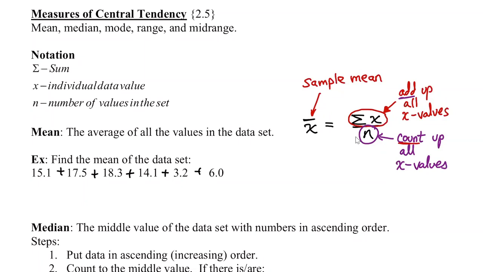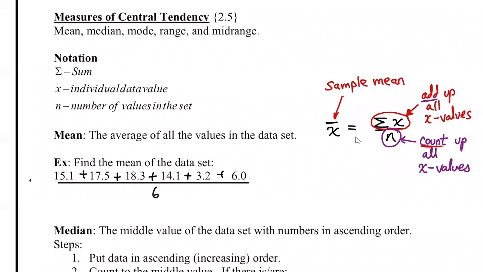and dividing by the total number of values in the set, which is 6, I believe. I'm going to chuck in the notation here, though. X bar is equal to, and then we just add them up and divide by 6.